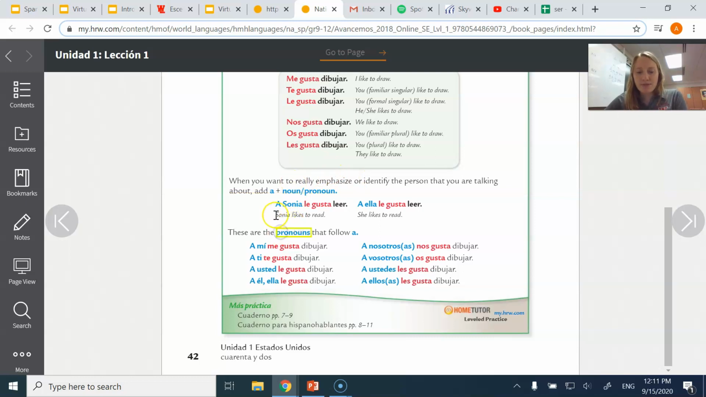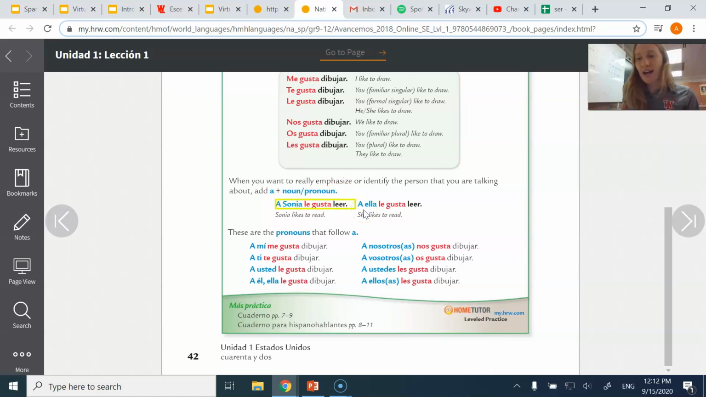It says when you really want to emphasize or identify the person that you are talking about, you add a and then a noun or a pronoun. So if we're talking about Sonia, we would say a Sonia le gusta leer. Sonia likes to read. So we're emphasizing who we're talking about. If I just say le gusta leer, you guys would be like, who? Like he, she, which person in the classroom are we talking about? So I'd say a Sonia le gusta leer. A Felipe le gusta dibujar. A Federico le gusta descansar, right? So it tells us who we're talking about.